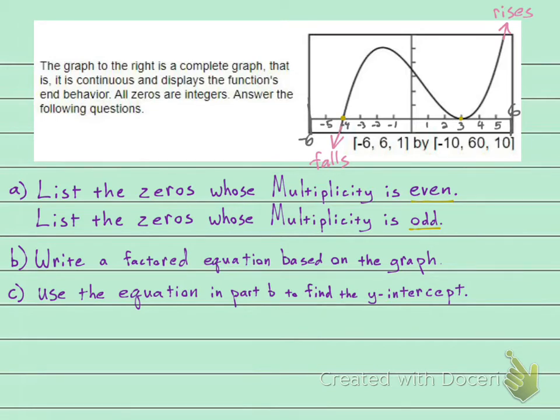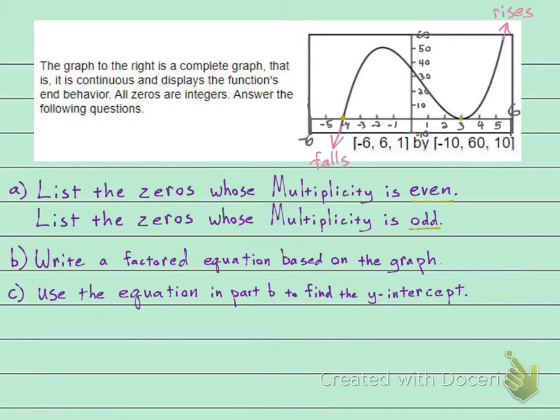Now they're also telling us that the bottom of the graph is at -10. So right here is -10, and it goes up to 60, and each tick mark is an increment of 10. So 10, 20, 30, 40, 50, and 60. Okay, so we have everything we need to answer the questions.